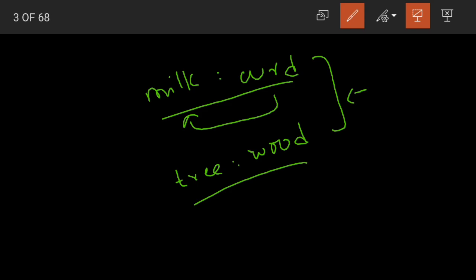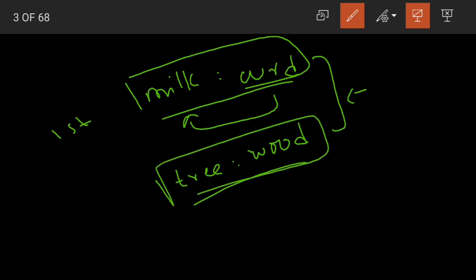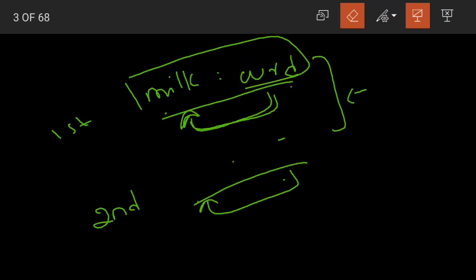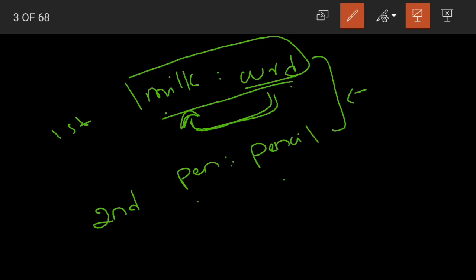We'll have two pairs. This is the first pair and this is our second pair. Both the pairs have similarity among them. Here curd we get from milk and wood we get from tree. If I say, not tree and wood, if I say pen and pencil, do these two have a connection between them? Pen and pencil are used to write on the books.